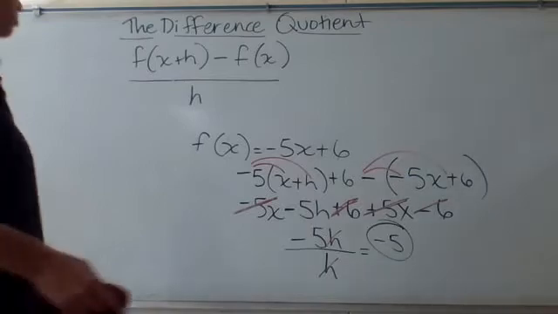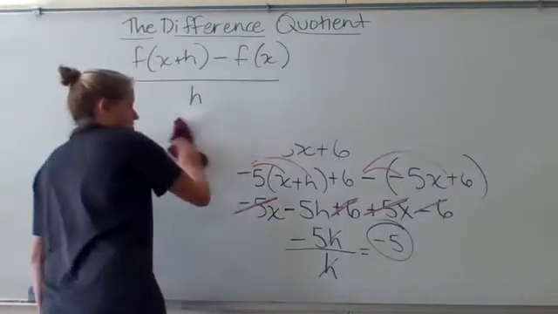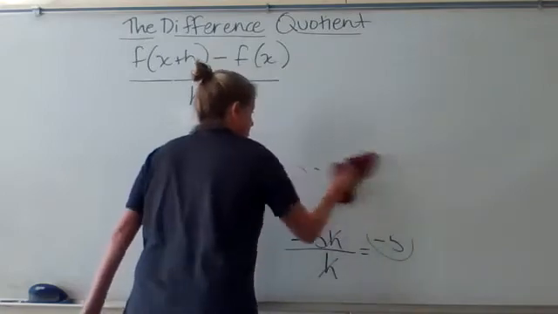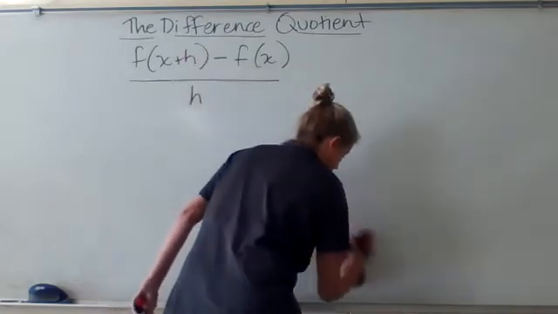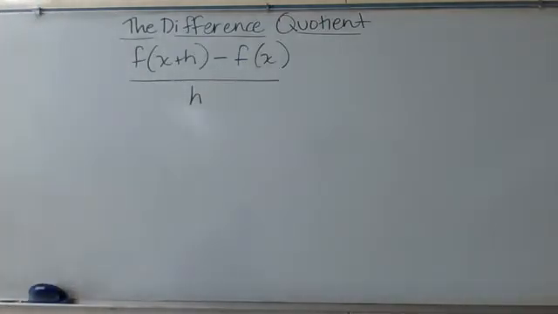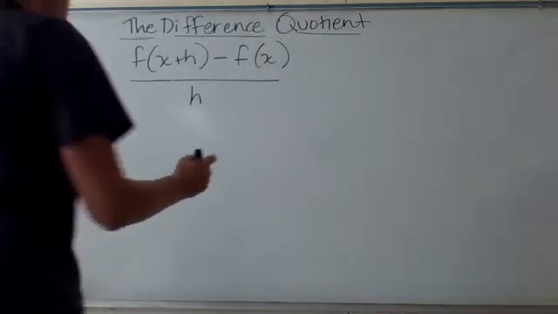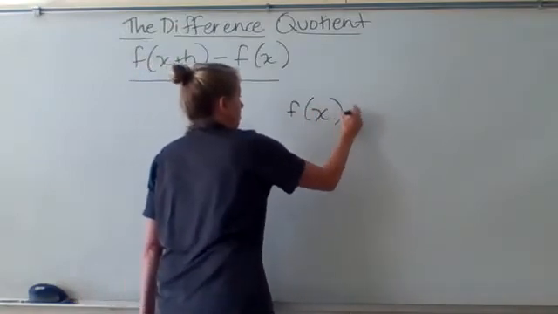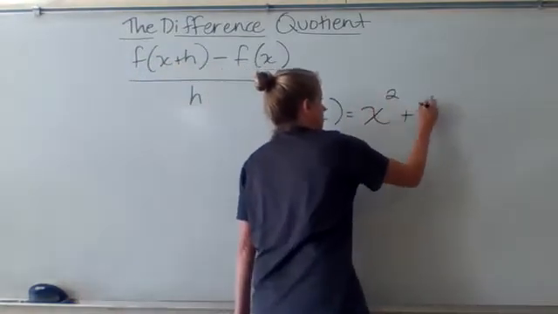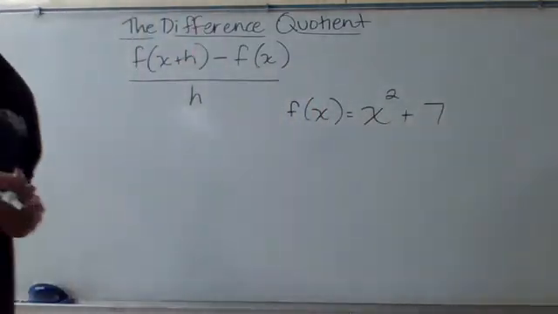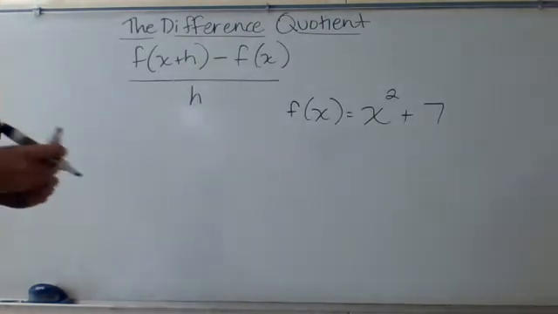Now, let's look at number 3. This is when things get more interesting. F of x equals x squared plus 7. All right, this is one where I can't tell by looking because it's not linear, it's quadratic, right?